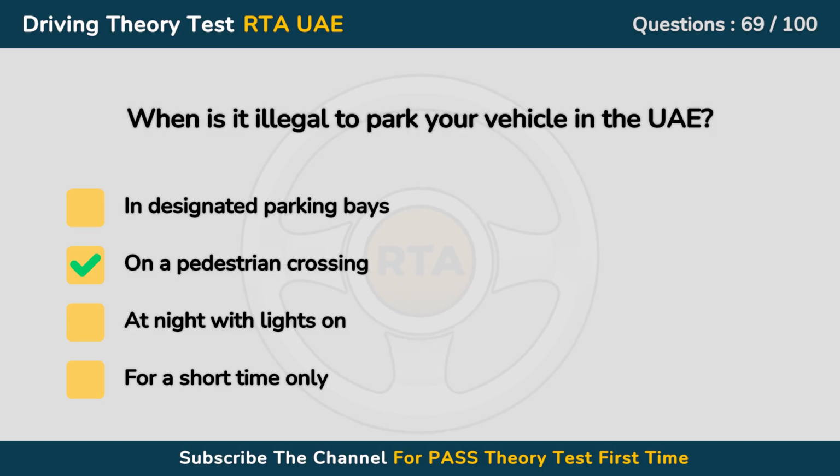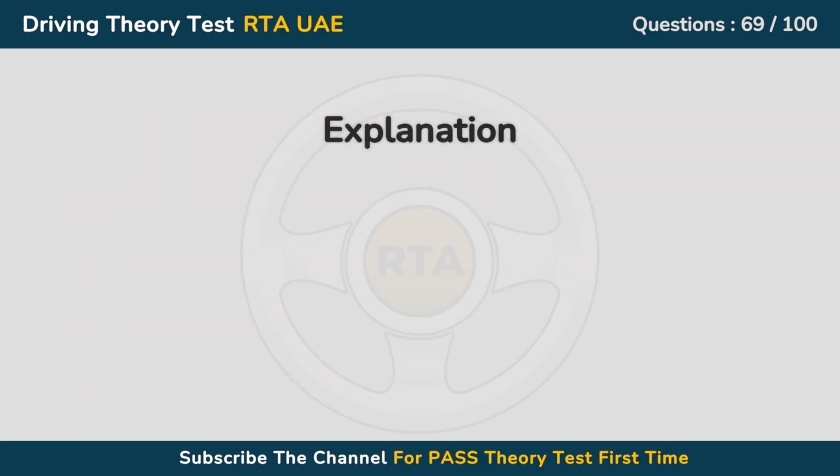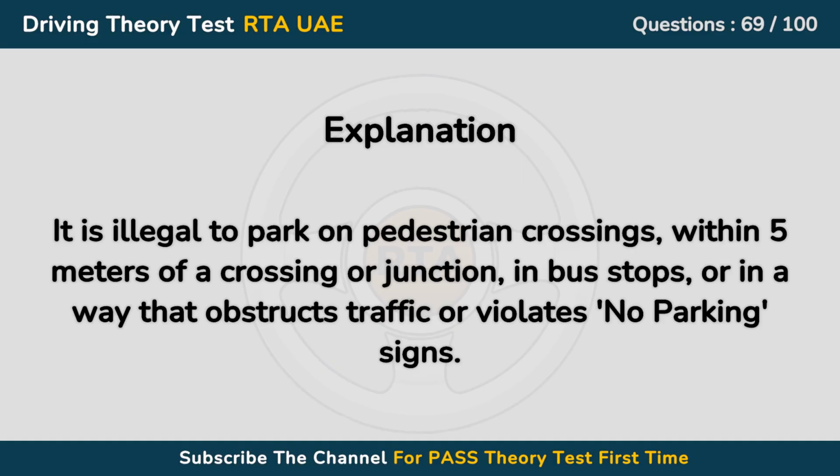Answer is B, on a pedestrian crossing. It is illegal to park on pedestrian crossings, within 5 meters of a crossing or junction, in bus stops, or in a way that obstructs traffic or violates no parking signs.